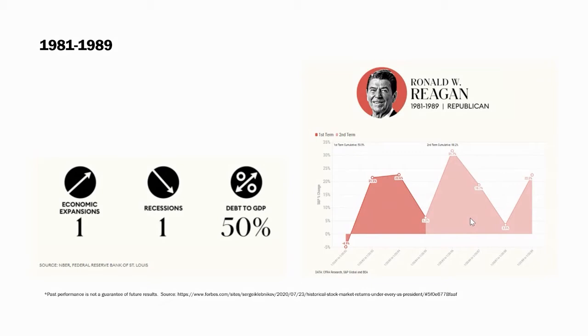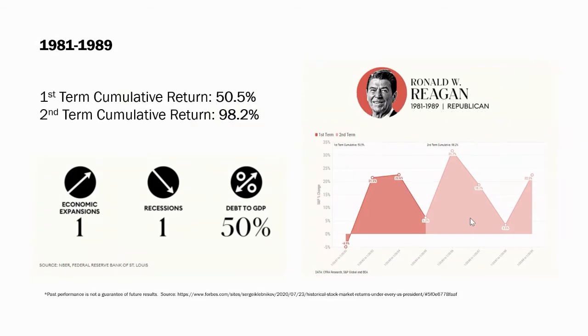Now we have Ronald Reagan. And from 1981 to 1989, you'll see all our economic indicators there, our expansions, recessions, debt to GDP. The Reagan administration, you'll see in the chart on the right, there's some up, there's some down, but ultimately what happened over the course of his administration? During his first term, 50%, second term, 98.2. So really strong years in the market during the Reagan administration.